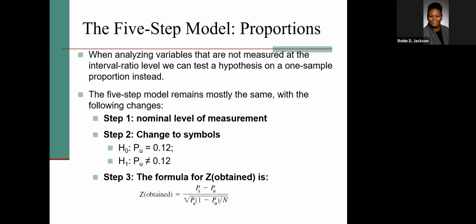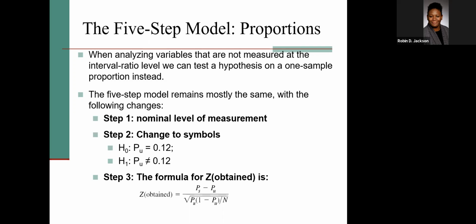But in step 1, instead of assuming the variable is interval ratio, we assume that it's measured at the nominal level. You still have the part about it being random, and you still have the part about the sampling distribution, but we say that it's a nominal level of measurement. And because we're using proportions, the symbols are going to change. We're no longer using the symbol for the population mean, that odd looking M that I can't write. Now we're using the symbol for population proportion and the sample proportion.